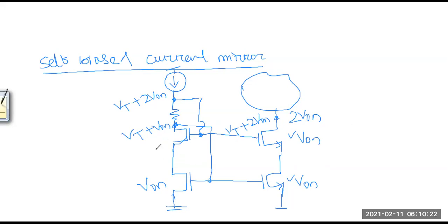And here, see, how to design this resistor. Okay, so now see, this is Vt plus Von, and from here you can say this is Vt plus 2Von. What should be the value? Vt plus 2Von minus Vt plus Von. So this is Von. Okay, it's around 200 millivolt.